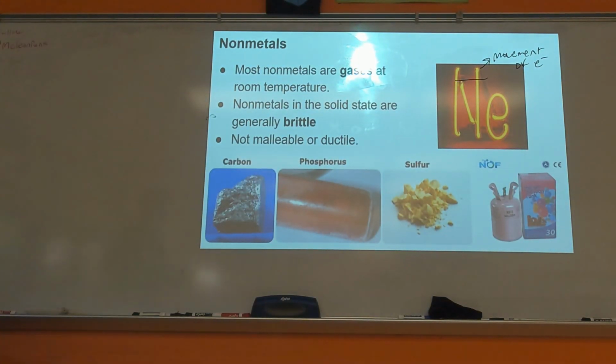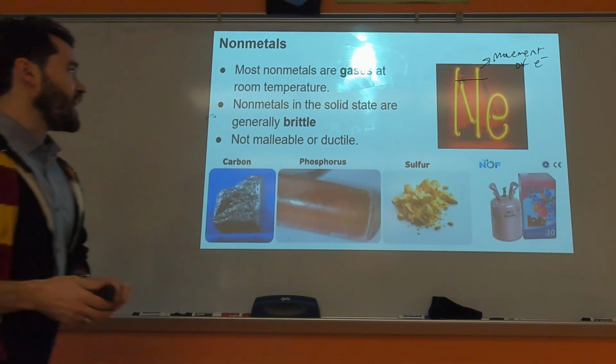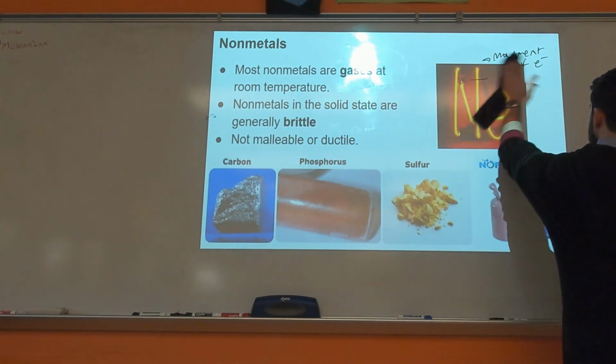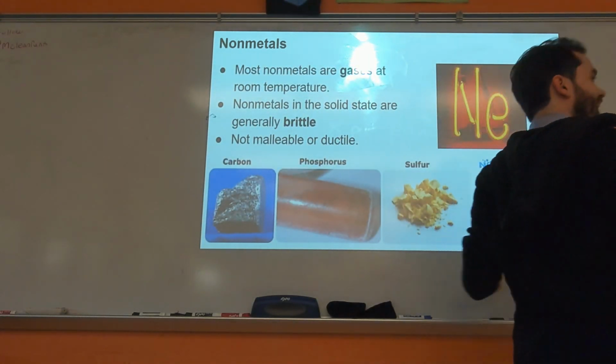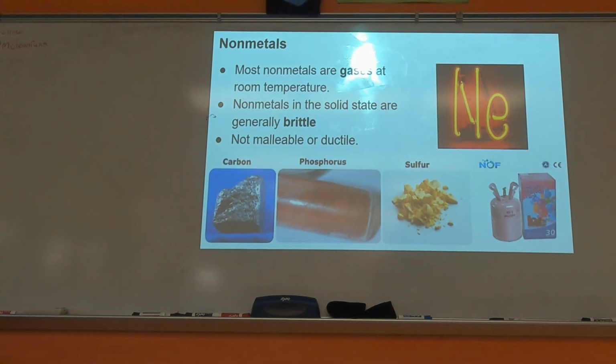Okay, moving on. Nonmetals. Most nonmetals are going to be gases at room temperature. So if you see a gas, chances are that's a nonmetal. Nonmetals in their solid state are generally brittle. Brittle means it falls apart pretty easily. So most of your powders are going to be nonmetals. For example, sulfur will crumble pretty easily.